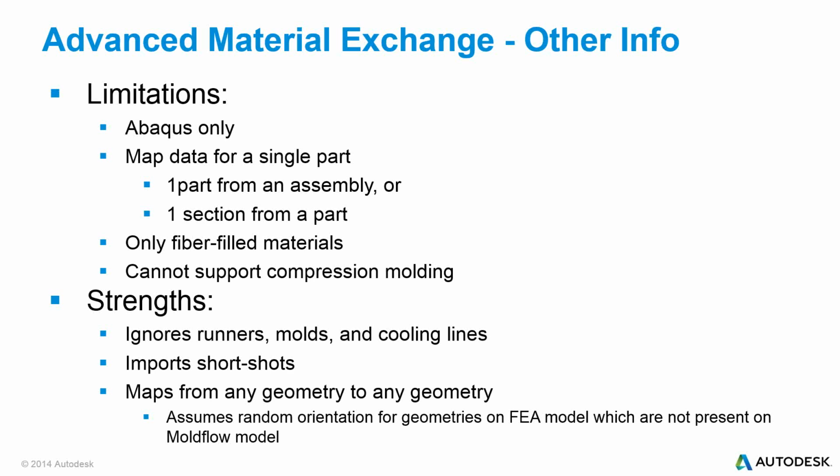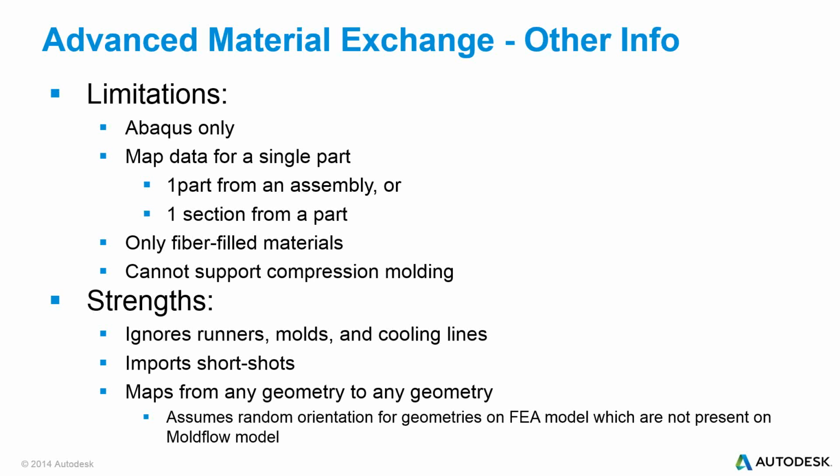It also imports short shots. So in the case where there is not enough mold flow geometry and more structural geometry, we will still map that data. On the other side of that, we can pretty much map any geometry to any geometry, which basically says that if your structural component has less geometry than your mold flow component, we can map all the data over and fill the structural component.